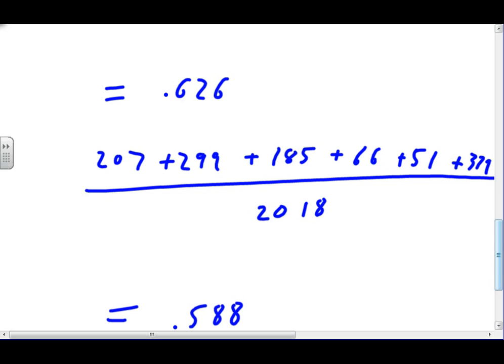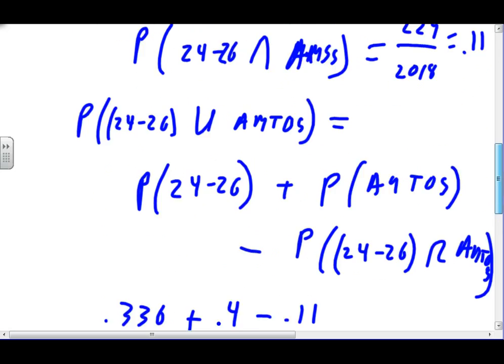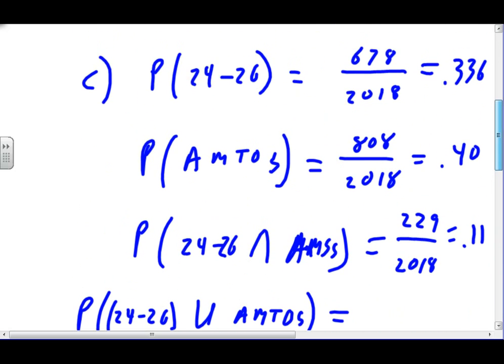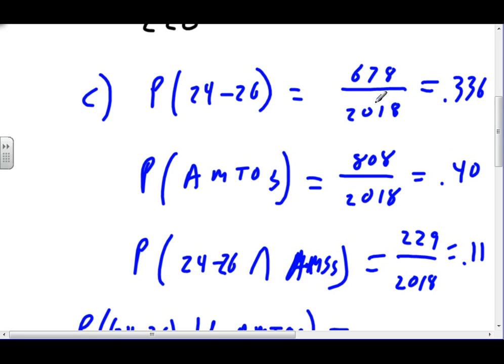I still get the 0.588. So what is the probability that a person is that old or applied to more than one school? All right, so I like this 0.588 answer better. And now we'd have to go back up here and see what we did here that we didn't like.